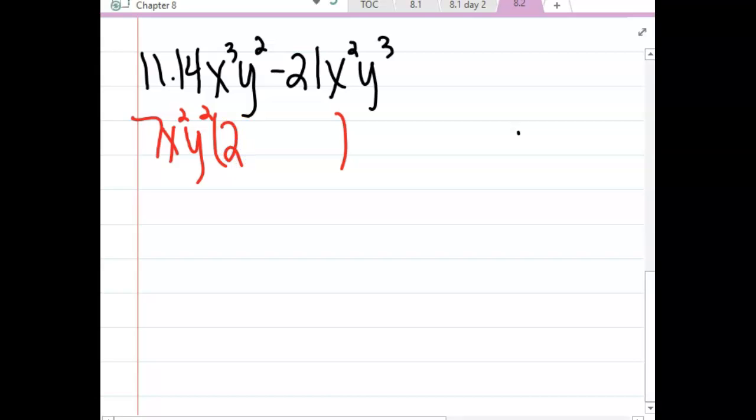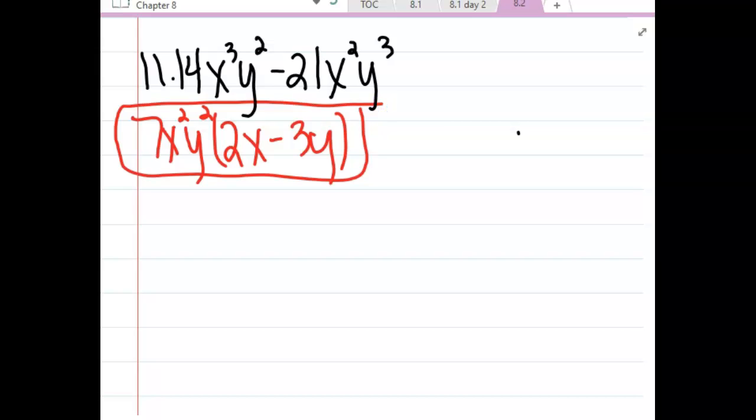2. I had an x cubed. I factored out an x squared. So there's an x left. I had y squared, but I factored it out. Okay, 7 times what gives me a minus 21? Minus 3. I had x squared, but I factored it out. I had y cubed. I factored out y squared. What else is left? A y.